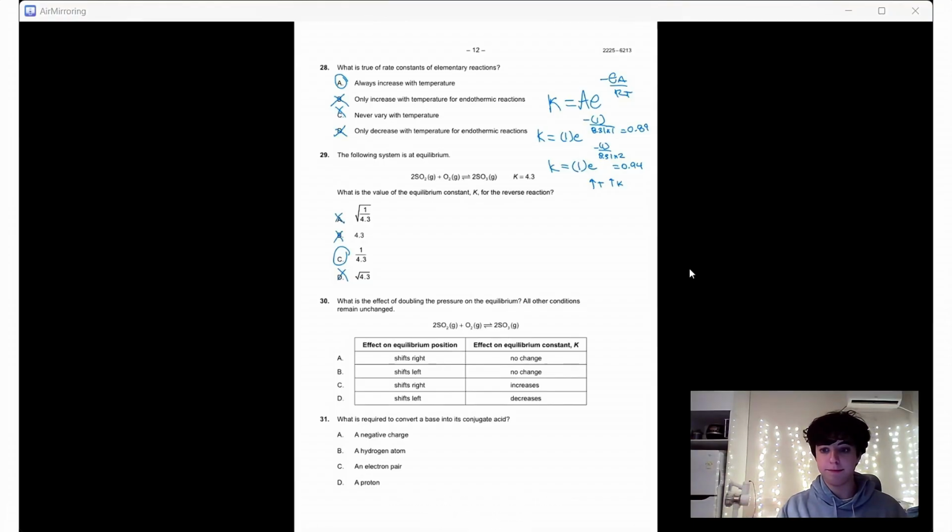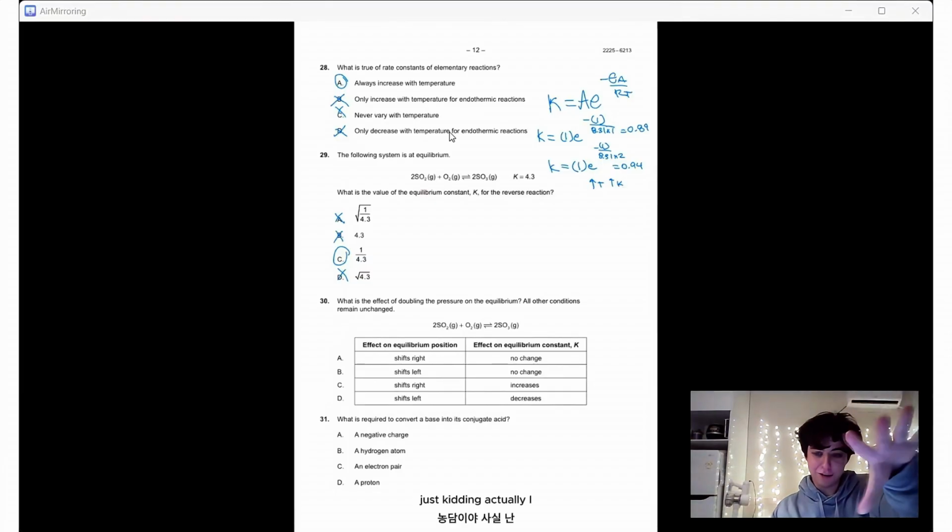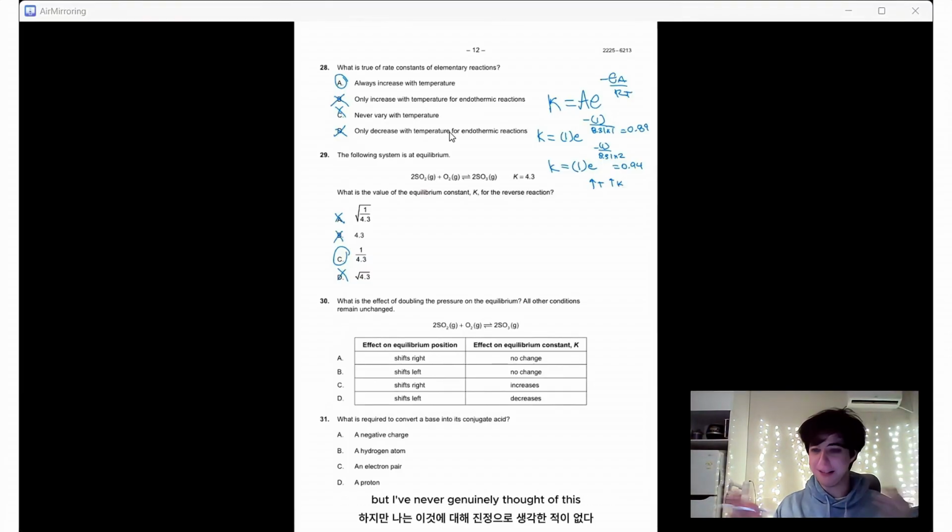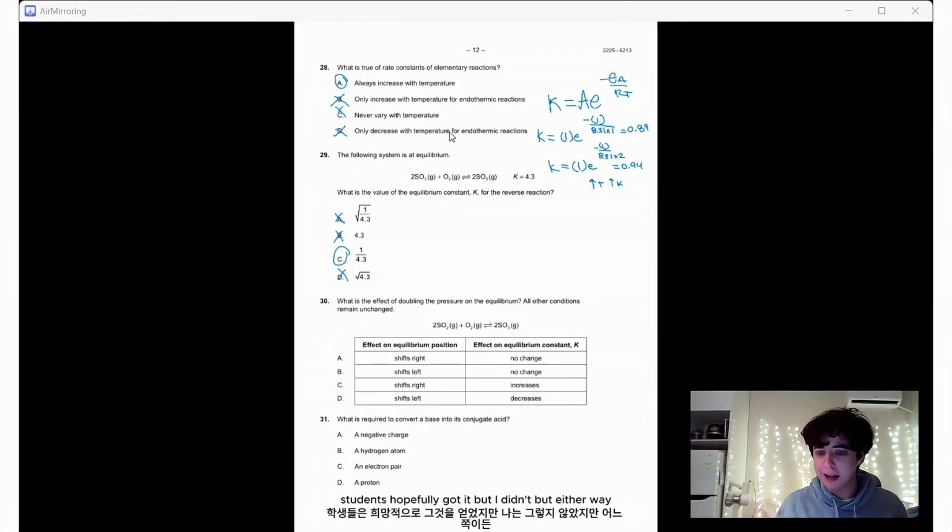So let's see. Just kidding. Actually, I thought about it for more than 0.5 seconds. There is actually reasoning, but I've never genuinely thought of this, and I feel bad now. I should have thought of this at some point and explained this to students. Students hopefully got it, but I didn't.